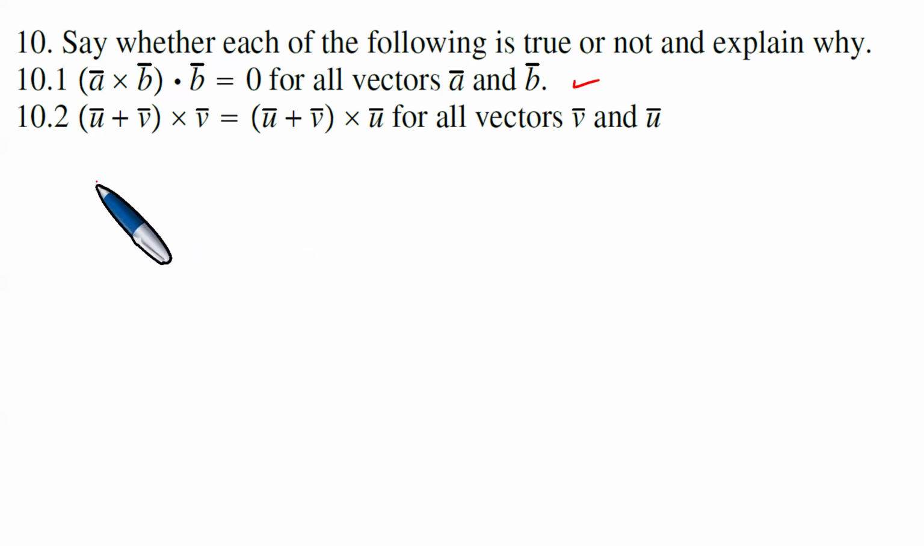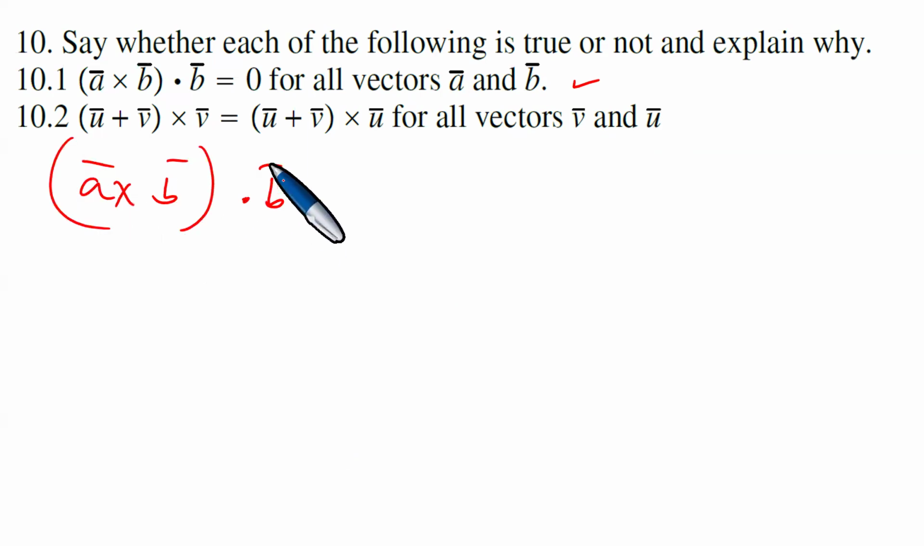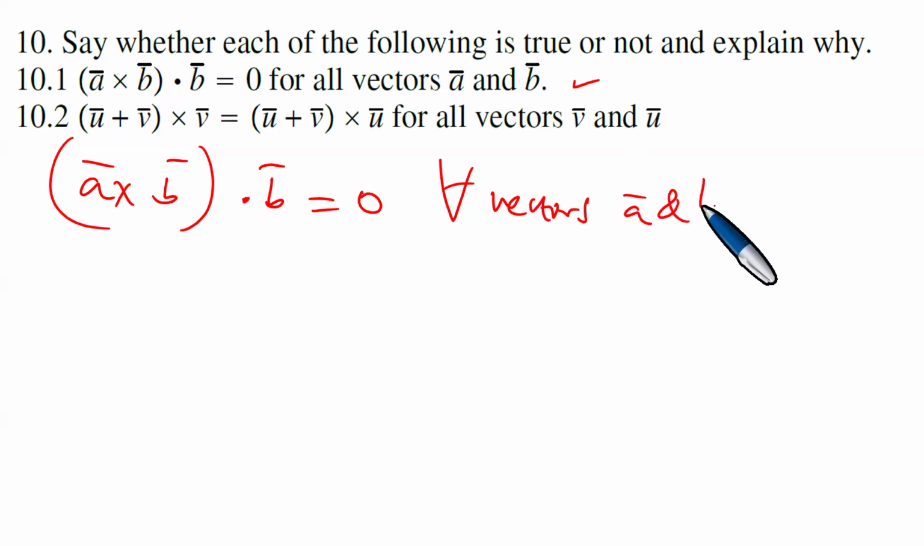Right, so is it true? A cross B dot B is 0 for all vectors A and B. Okay. So this one here, is it true or not? Okay, we're going to discuss it together.